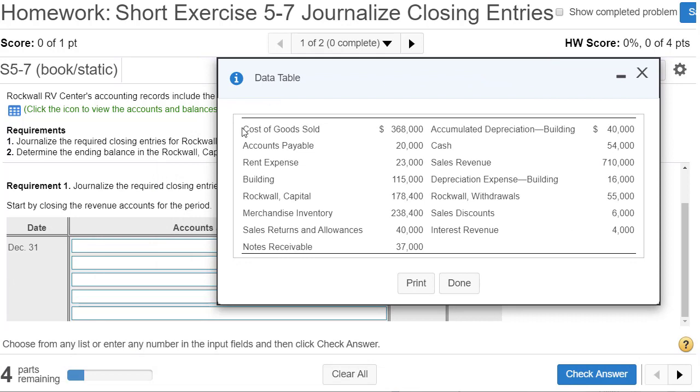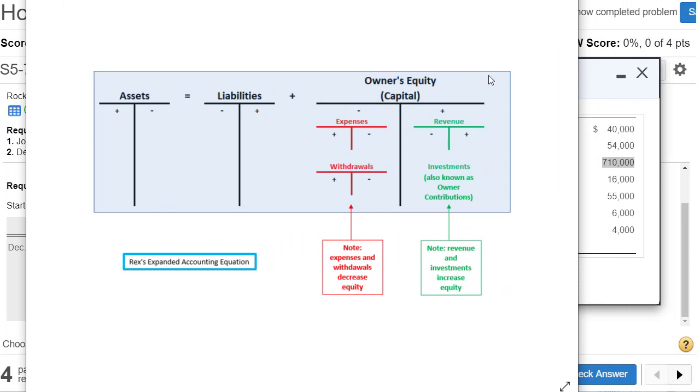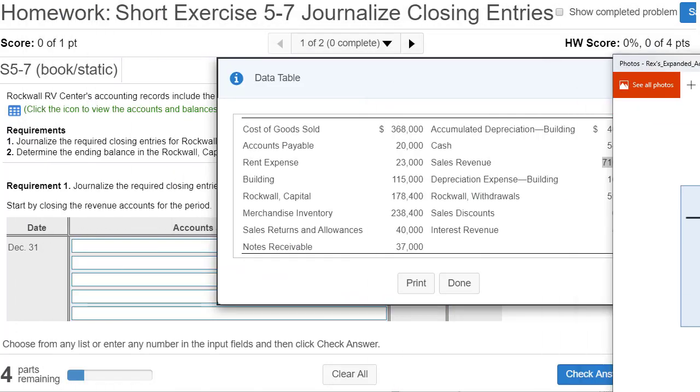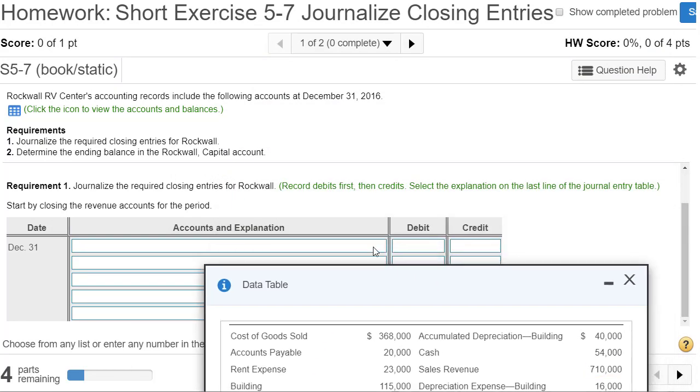So what I'm going to do here is start up here and try to find my first revenue. So here's my first revenue, sales revenue. I'm going to copy and paste sales revenue. So if I'm closing a revenue account, how do I close a revenue account? So let's look at our accounting grid, our expanded accounting equation. So revenues normally have a balance on the right side. So to close this revenue, I'm going to have to debit the account. So I'm going to debit sales revenue, $710,000.